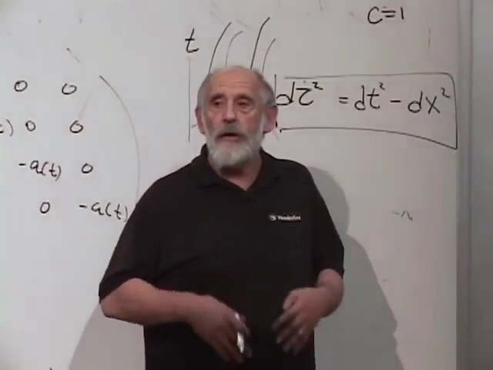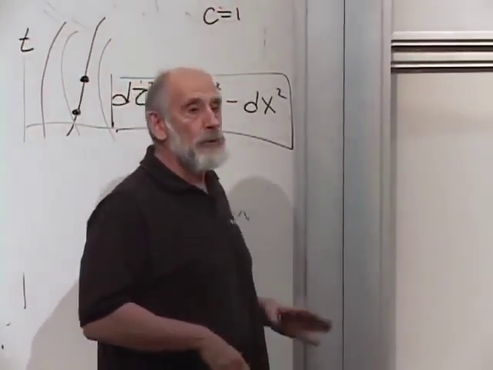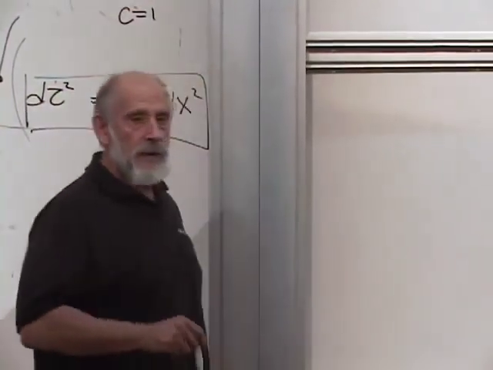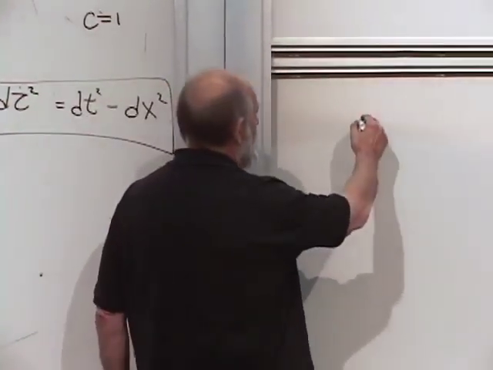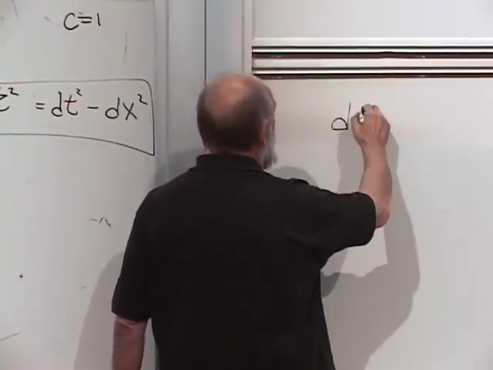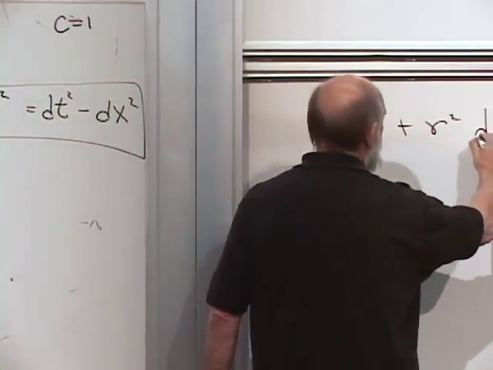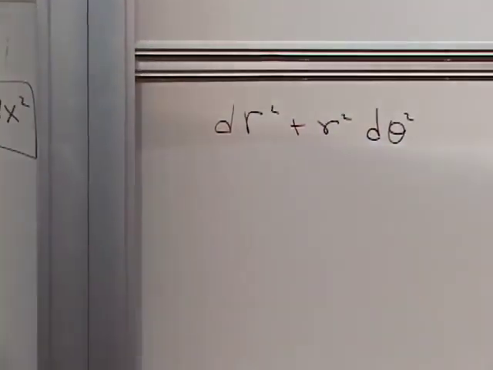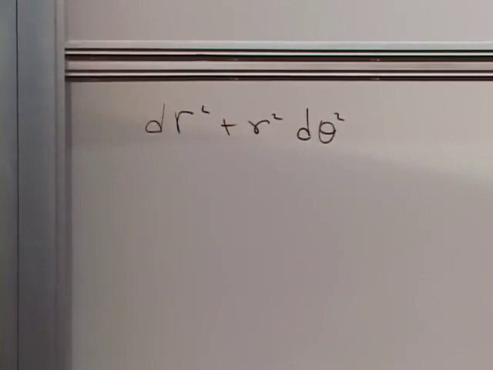I'll come back to this, but let me just show you qualitatively what this means by giving you the analog for ordinary space. Let's just think about 2 dimensions of space, and let me imagine one of the directions is an angular direction. We've already done things like that. We considered dr squared plus r squared d theta squared. That's somewhat similar to this.